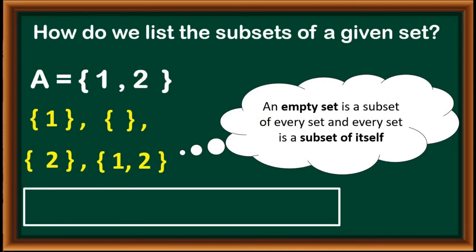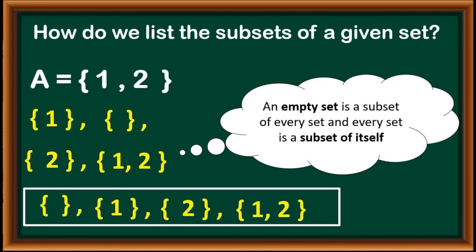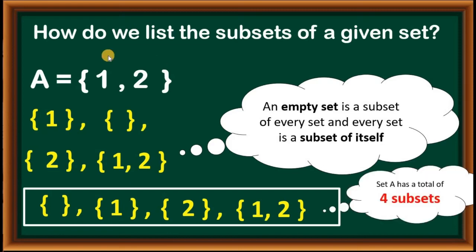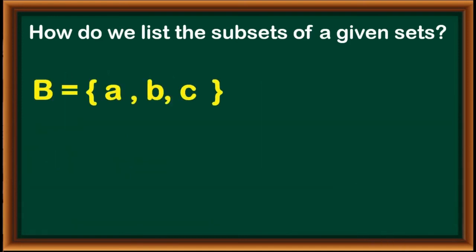So, we're just going to arrange it. We'll start with the empty set, then 1, and then 2, and then 1 and 2. So, therefore, set A has 4 subsets. Remember, if you are writing a subset, write it inside braces separated by a comma. So, if our elements are 2, our subsets are always 4. Let's have another example. This time, our elements is 3.